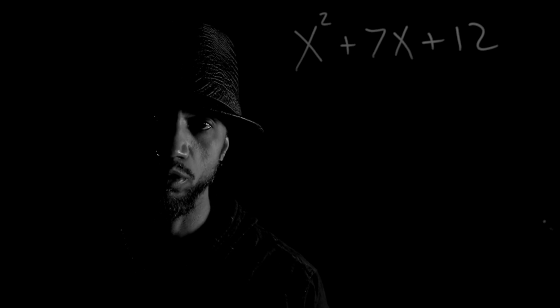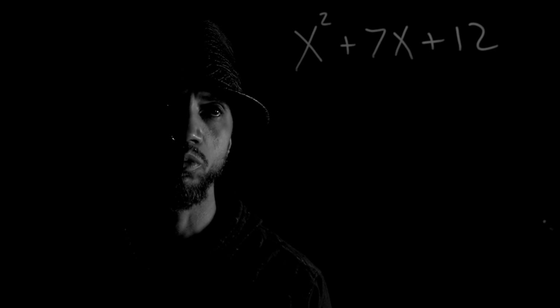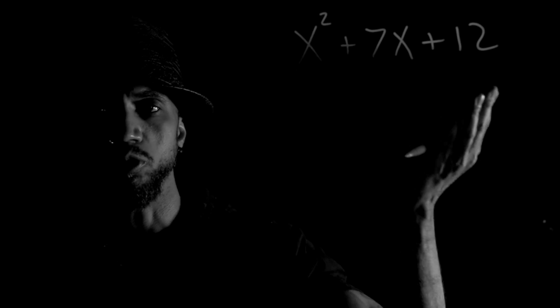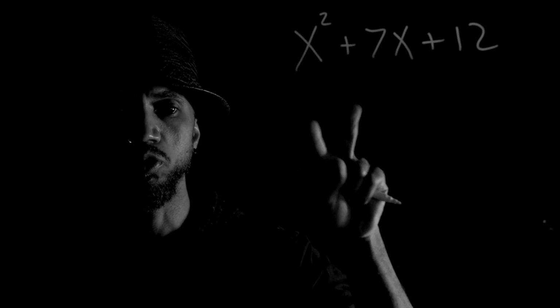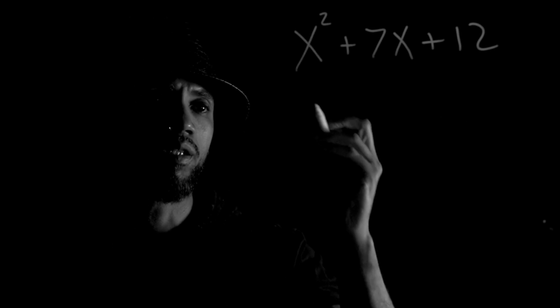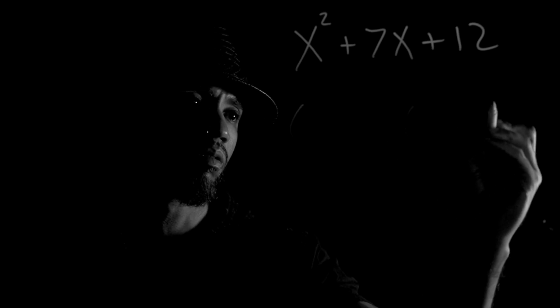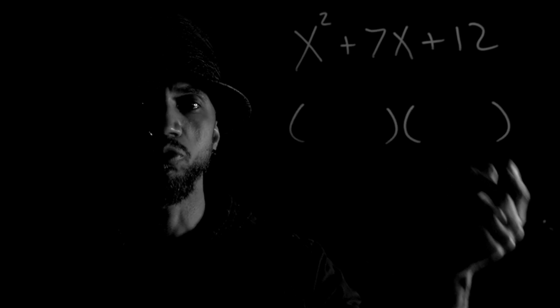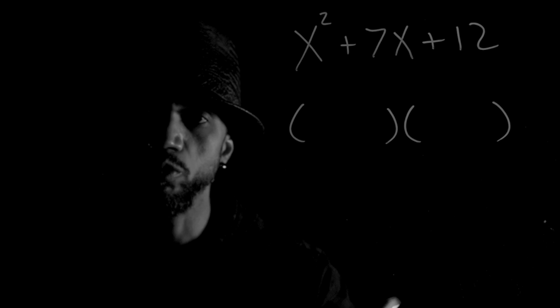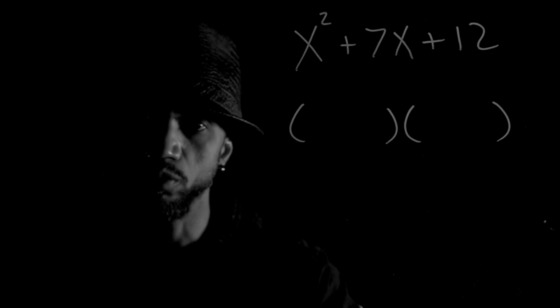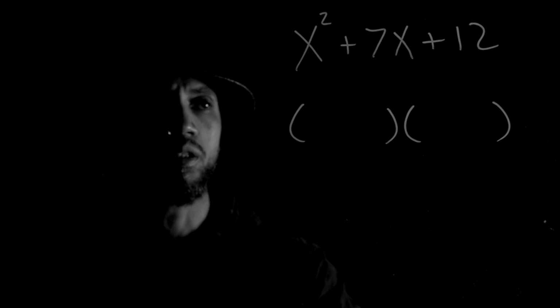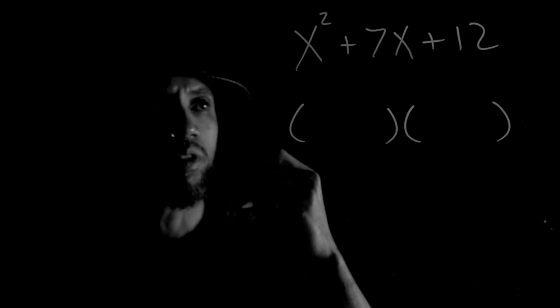Because we're going backwards. Oh yes, we're going backwards. Now we have the trinomial, and we're trying to get it into two binomials. I see. We've got to figure out what we would have FOILed to get this. The way we're going to do that is going to require a little bit of trial and error sometimes. Let's take a look. x squared plus 7x plus 12.